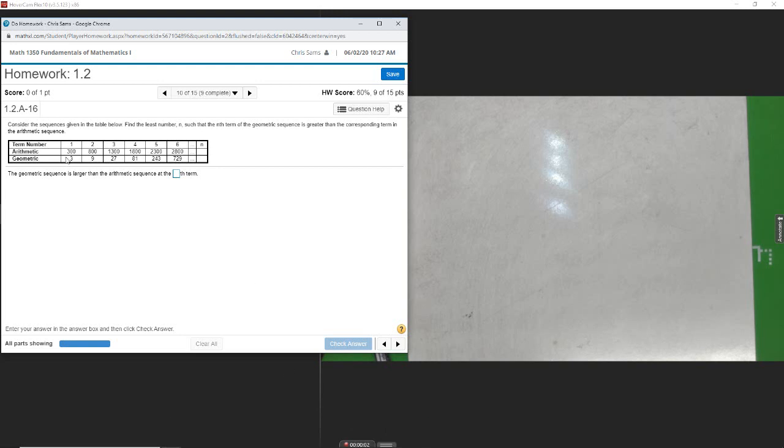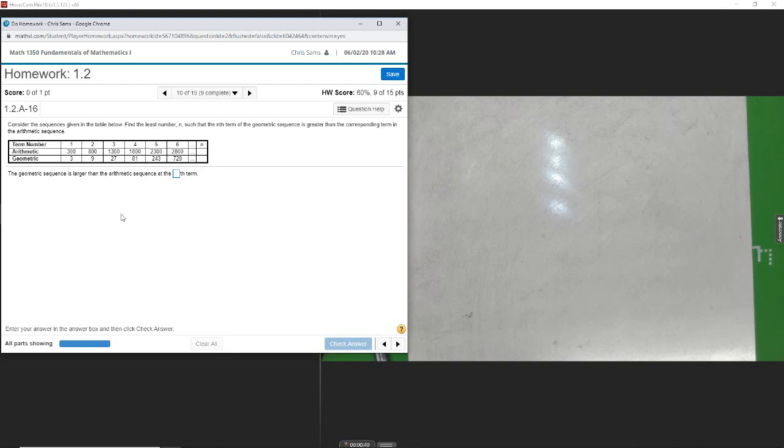Number 10 says consider the sequences given in the table. We want to find the least number n, the smallest number n, such that the nth term of the geometric sequence is greater than the corresponding term in the arithmetic sequence. So we want to find out what's going on in each of these sequences. We're going to find a pattern and want to know when this geometric sequence on the bottom will be bigger than the arithmetic sequence on top.